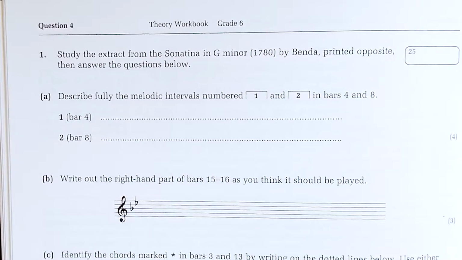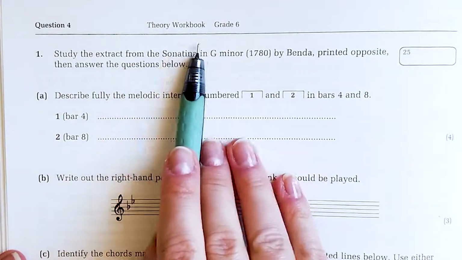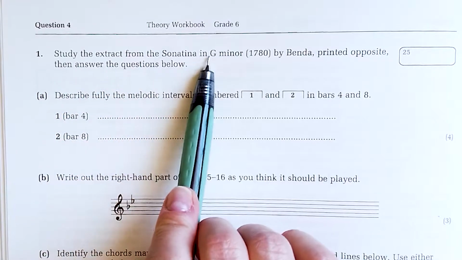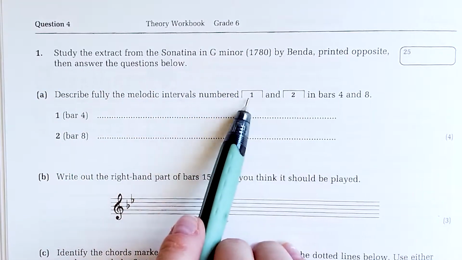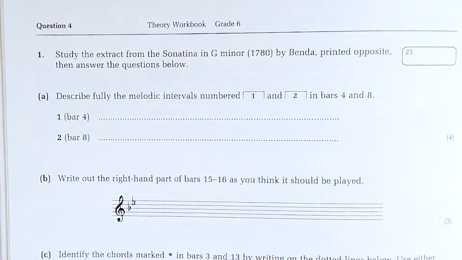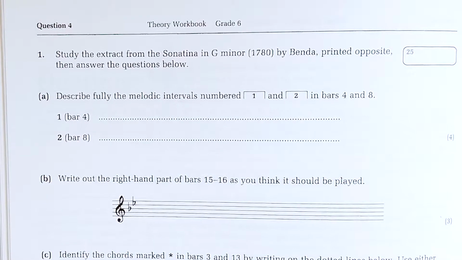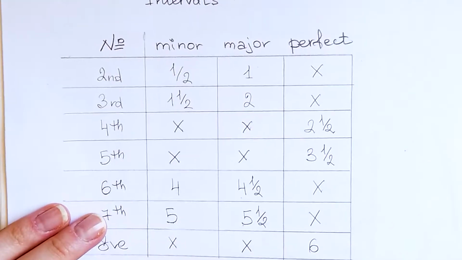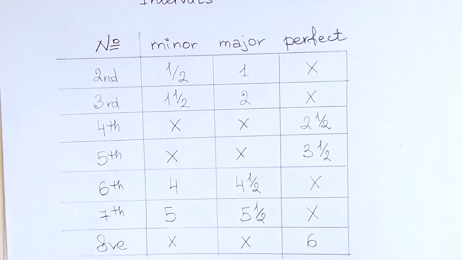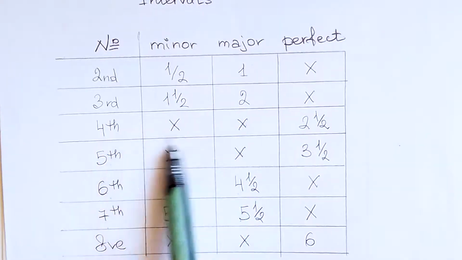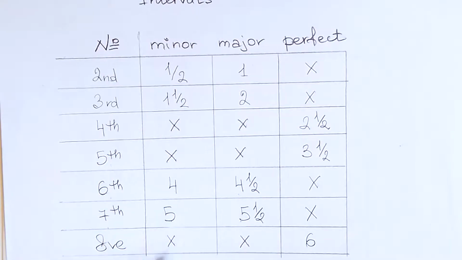So, task number 6, the analysis of the chamber music. We have to analyze it and first describe intervals 1 and 2 in bars 4 and 8. So let's repeat the intervals. Let's see on the table. The intervals we have are diminished, minor, major, perfect options. And remember how much each one gives us.